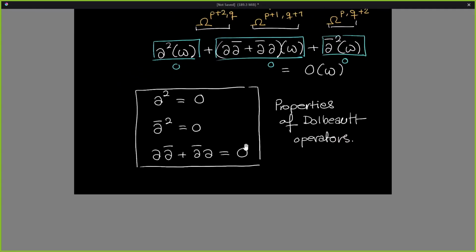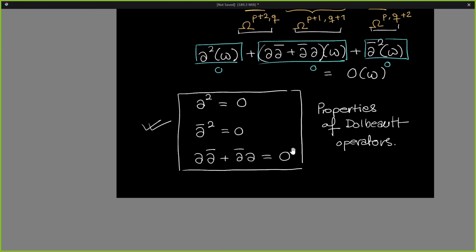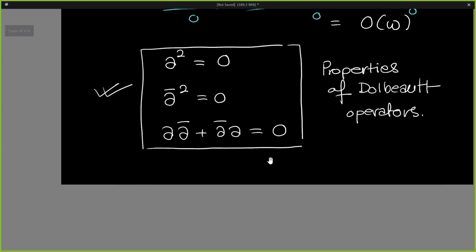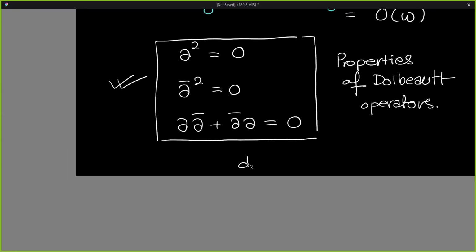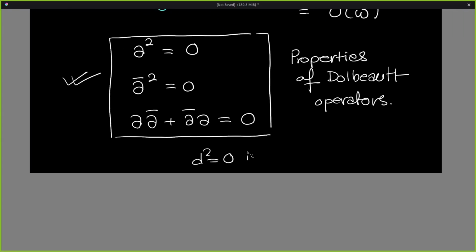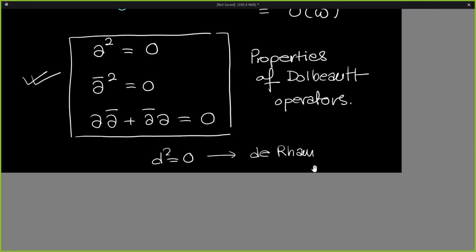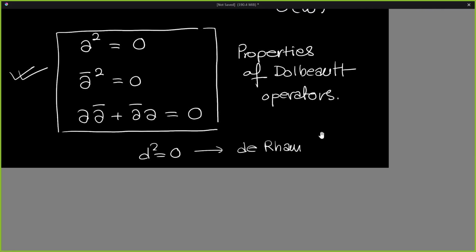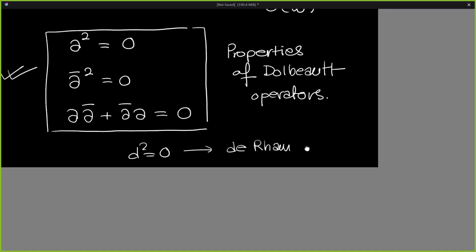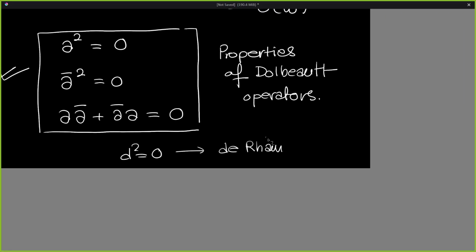So this is one of our big results. This is something that we're going to use in Dolbeault cohomology, just like d squared equal to 0 is important to de Rham cohomology. And de Rham cohomology is the real version of Dolbeault cohomology. And the analog of this in the complex case is these 3.